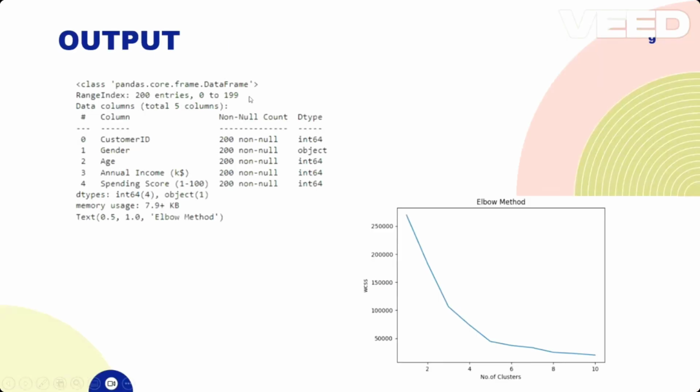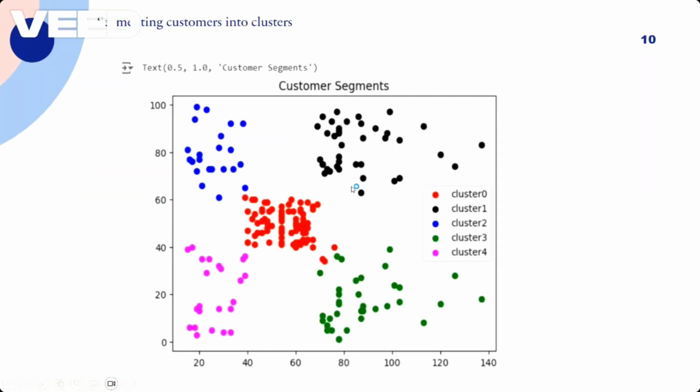And the output, I have already told you, right? Here it is given, and the plot is plotted over here for the number of clusters and WCSS, and this is the elbow method. And then the scatter plot is over here: cluster 0 red, cluster 1 black, cluster 2 blue, cluster 3 green, and cluster 4 magenta. And it has been plotted over here.